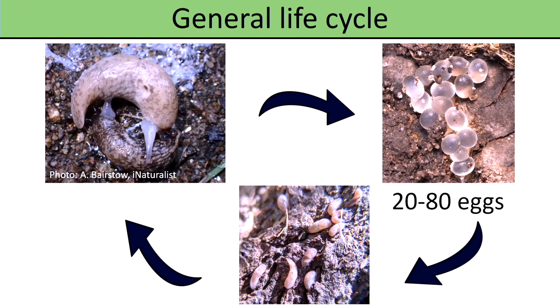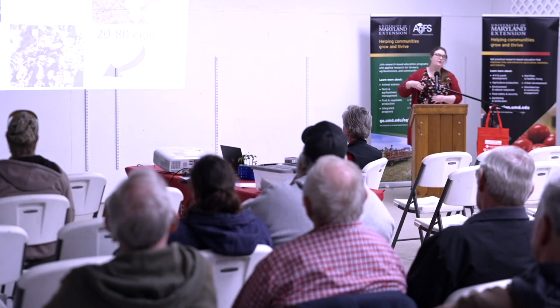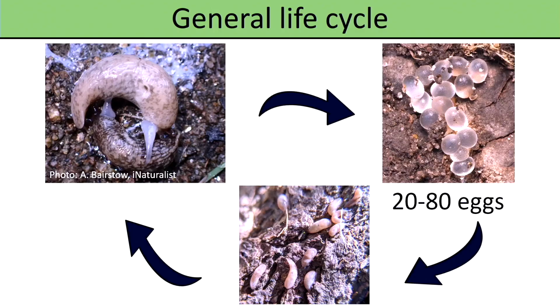They'll lay eggs that look like jelly balls. They're pretty small, 20 to 80 eggs in an egg cluster. Those eggs then hatch into smaller slugs, and they can be really small, kind of the size of perlite in soil. They're not very big. The first stage of the slug is the same size as the egg, so it's a very small slug that can be difficult to find. And then they grow until they're adults.